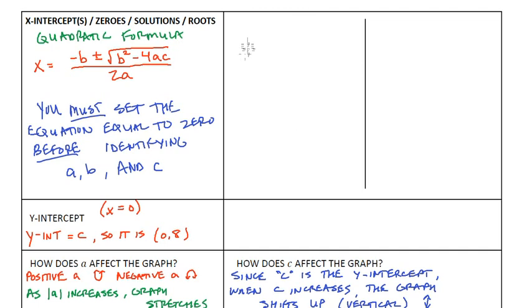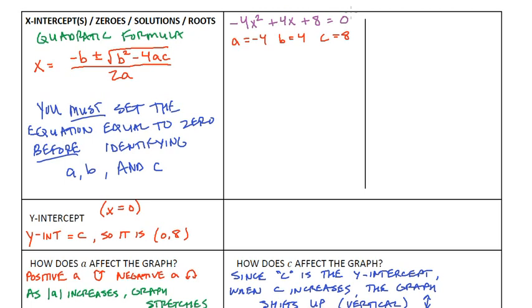So let's use the equation that we used in the top flap, and see if we can find the x-intercepts by using the quadratic formula. Our equation was negative 4x squared plus 4x plus 8 equals 0. All the terms are already on the left side, so we can proceed with the quadratic formula. Our a value equals negative 4, our b value equals 4, and our c value equals 8.